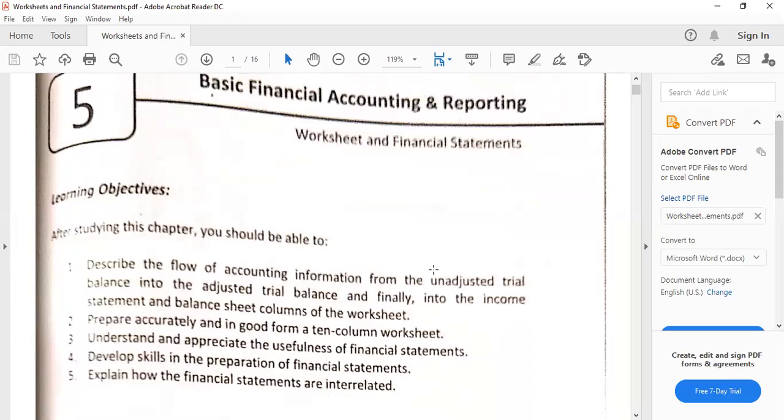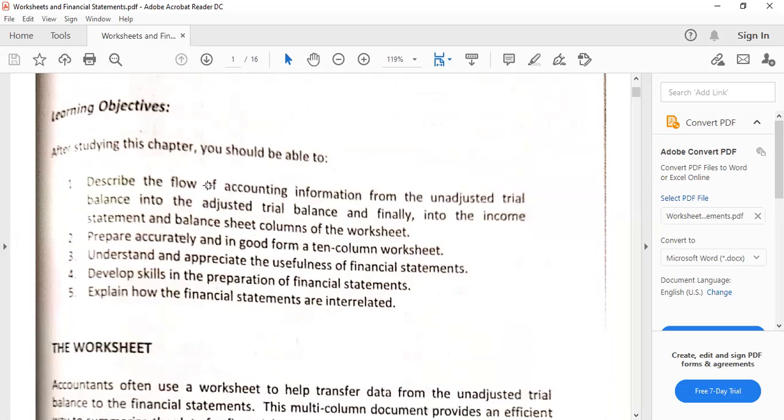So actually, the chapter would be tackling two steps, worksheet and financial statements. However, for the sake of our discussions, I will be splicing them into two parts. So the first step would be the worksheet.